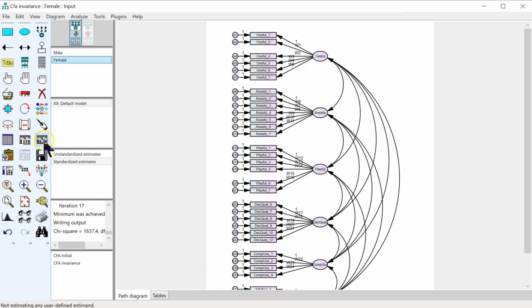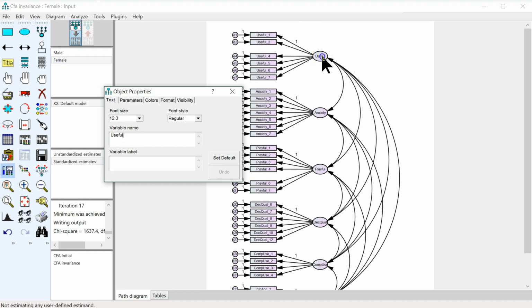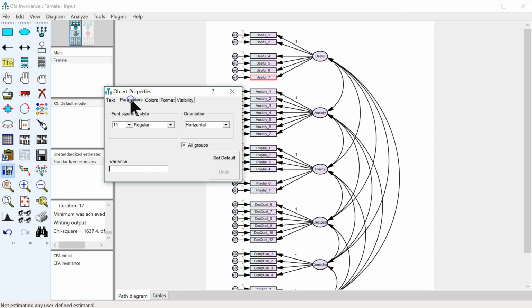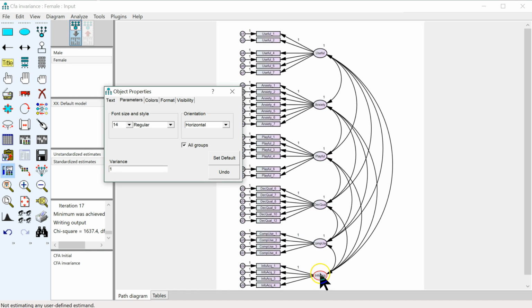Okay, and you know what, to do this properly, can I undo that? Yes, I can, cool. We need to put the variance in the latent factor to do this properly. So I'm going to go over here to parameters and set 1, 1, 1, 1, 1, 1, and then delete the constraint off of the path here. Why am I doing this? Because you can't name a constrained path, a path that's been constrained to a number. So I'm going to get rid of this constraint here.